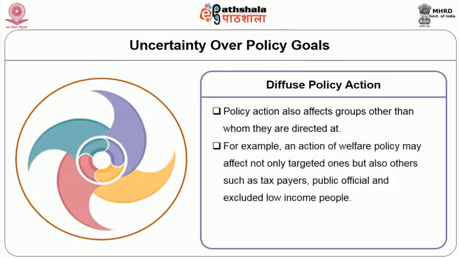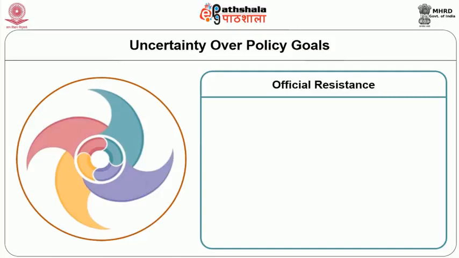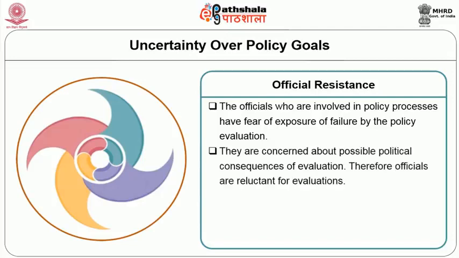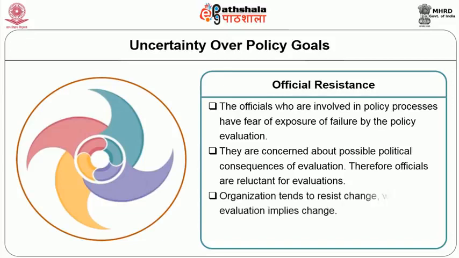For example, an action of welfare policy may affect not only the targeted group but also others, such as taxpayers, public officials, and excluded low income people. Official resistance is yet another factor. The officials who are involved in policy processes fear exposure of failure by the policy evaluation. They are concerned about possible political consequences of evaluation. Therefore, officials are reluctant about evaluation.